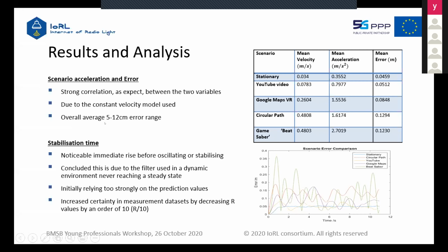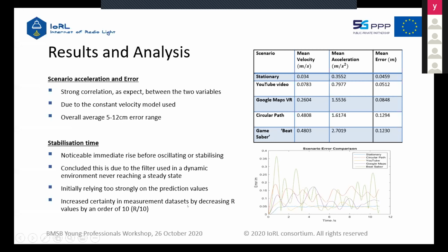Overall, though, the average error was about 5 to 12 centimeters between all of the scenarios. So obviously, the worst one being the more active one. We did, however, notice an immediate rise before oscillation or stabilization, which we concluded was due to the filter being used in a dynamic environment and never reaching its steady state. So this is due to it initially relying too strongly on its prediction values.